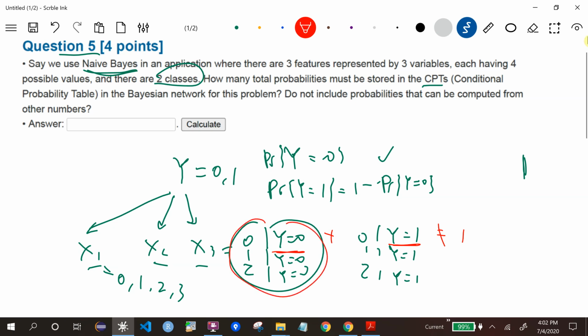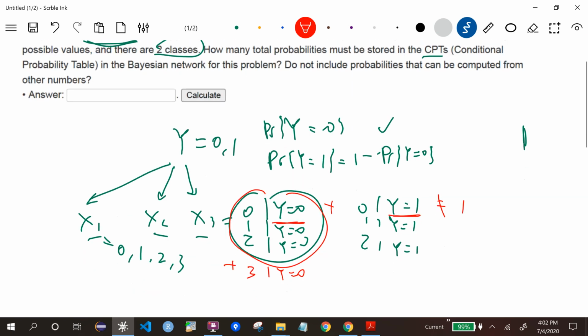But these 3 plus this 3 given Y is 0, these 4 must sum up to 1. Because this is the probability of X being one of the 4 values, and there are only 4 values. So of course, if you add them up, it should be 1.